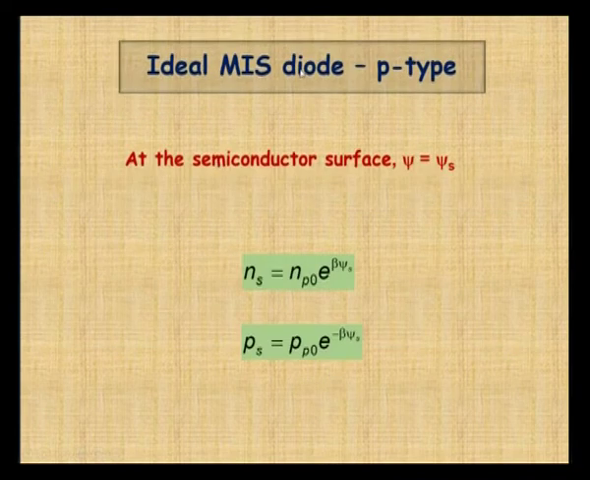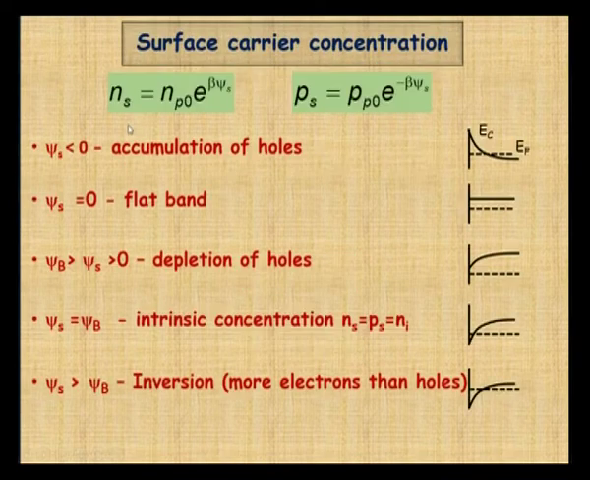Then the ideal MIS diode p type will have, at the surface, psi equal to psi s. The concentration Ns is equal to Np naught e to the power of beta psi s, and Ps is equal to Pp naught e to the power of minus beta psi s. From this we get the surface carrier concentrations of electrons and holes. This is the surface concentration of holes, a formula we can find from the previous slides. So, these are the conditions.